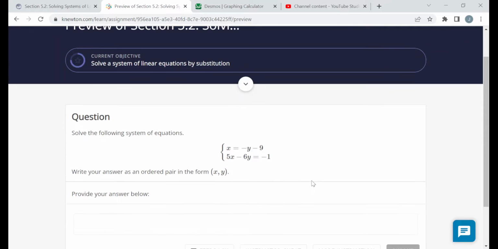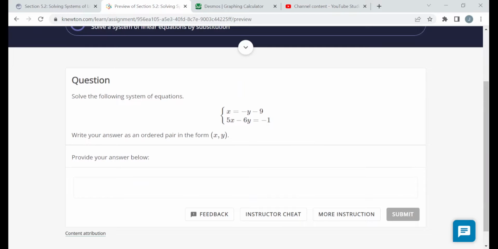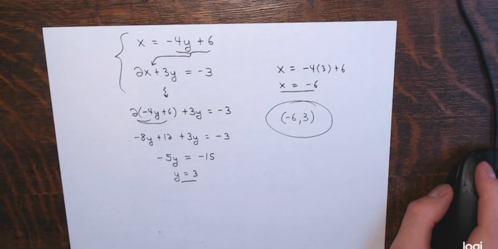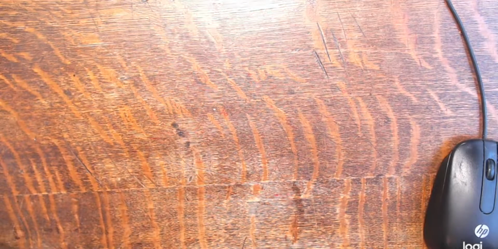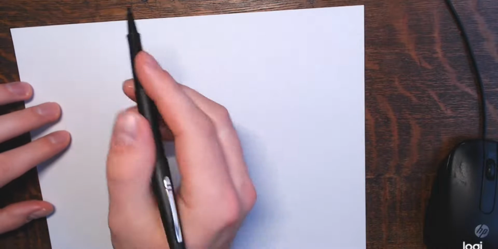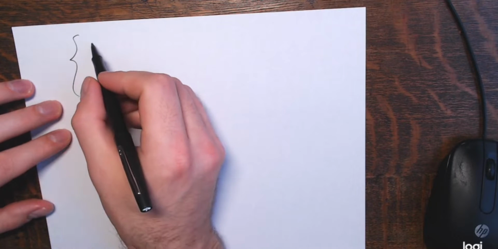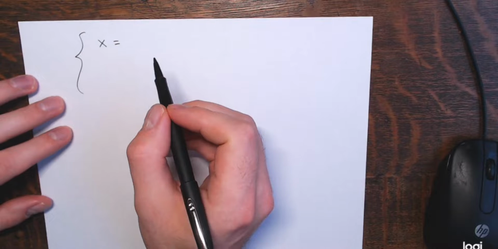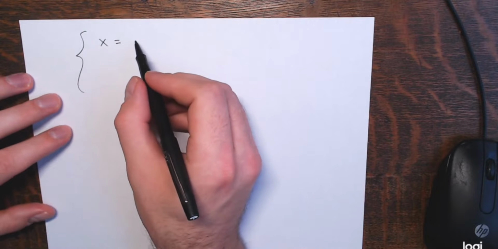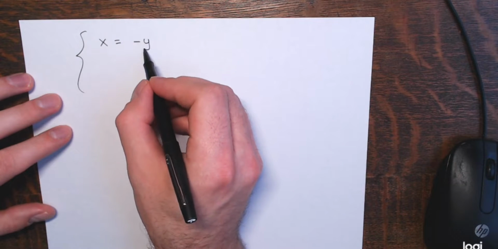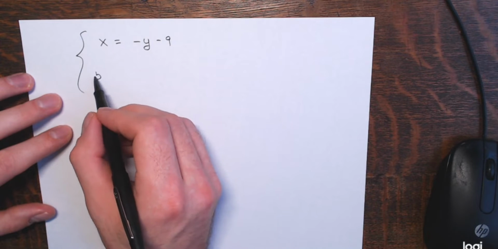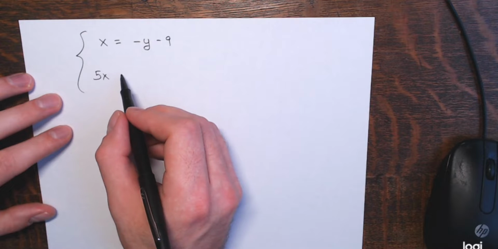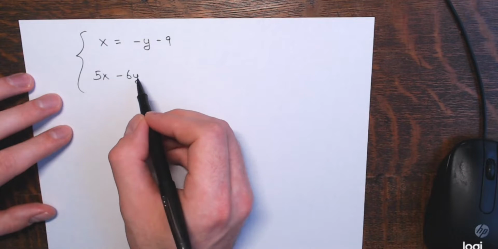All right, one more, and it's very, very similar, right? All these are pretty similar problems, solving a system by substitution. And once again, it's set up in a nice way where one of the equations is already solved for x again. So I have x equals negative y minus 9 for the first equation. Second equation is 5x minus 6y equals negative 1.